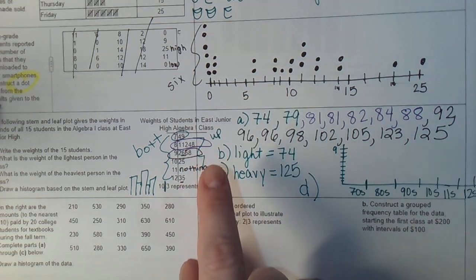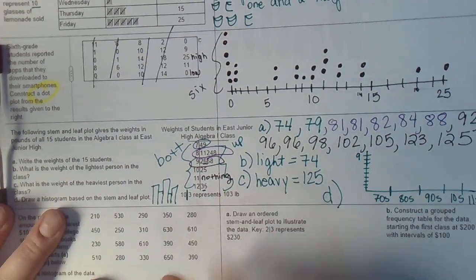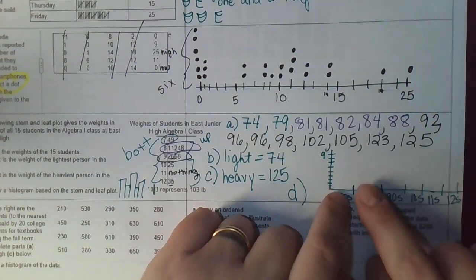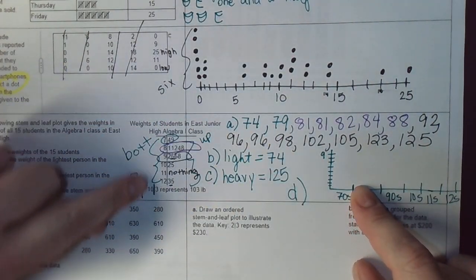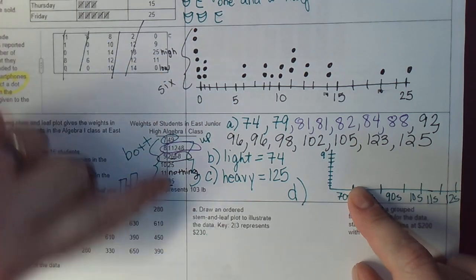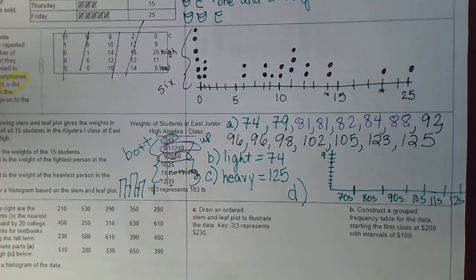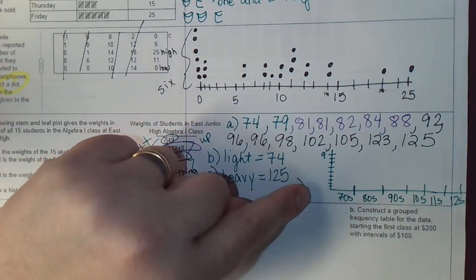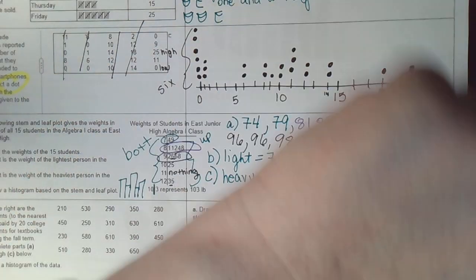Hey guys, so we're on part D of this stem and leaf plot. We're supposed to be drawing a histogram. So the bottom is this left side, the 70s, 80s, 90s, 100, and so on. And then this right side is how we're going to draw how high our bars are.